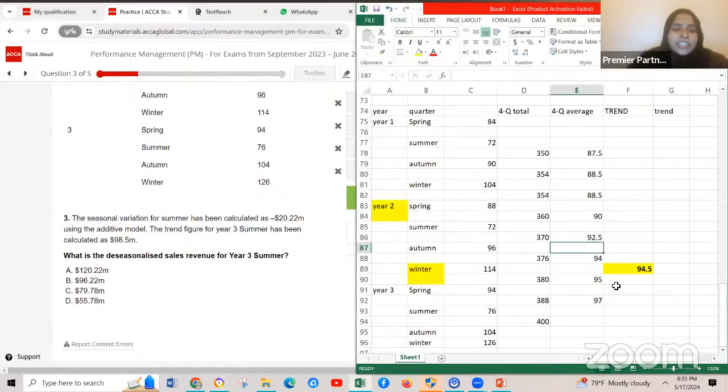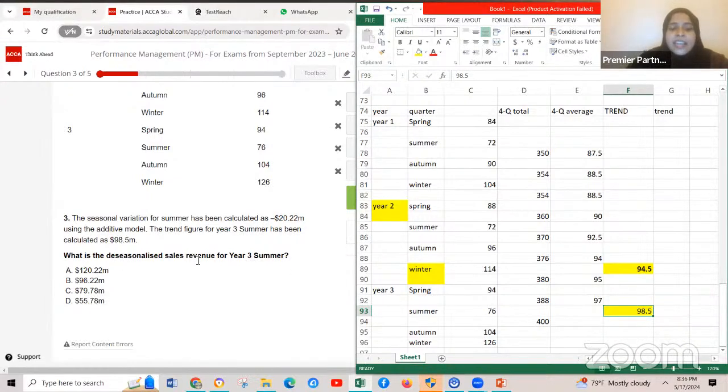The seasonal variation for summer has been calculated as minus 20.22. For all the summers, there's a seasonal variation of minus 20.22. Using the additive model, the trend figure for year 3 summer has been 98.5. Year 3 summer, they have given us 98.5 as the trend. We don't know how, but they have given it to us. So they have given that.